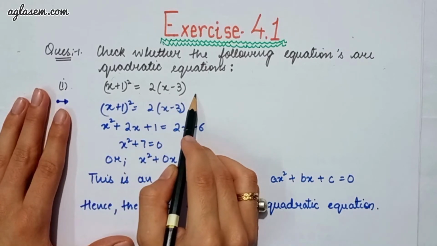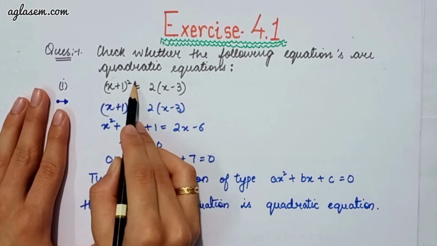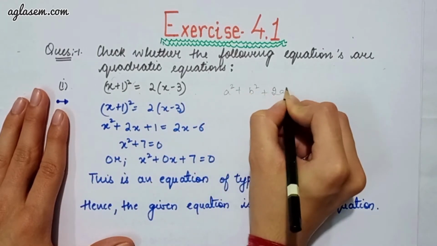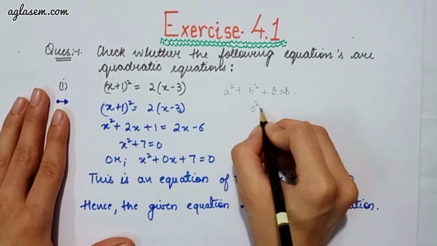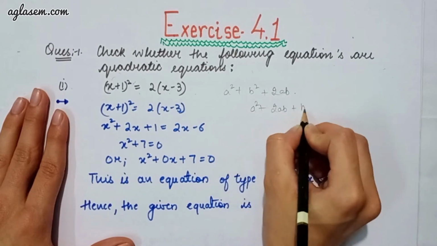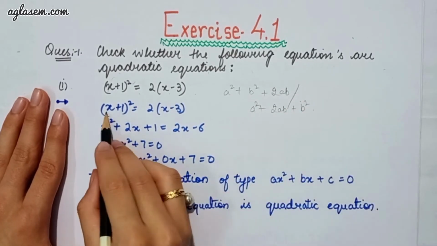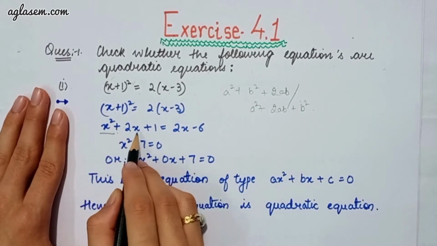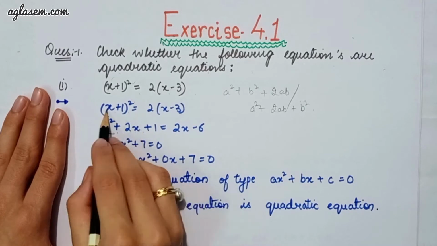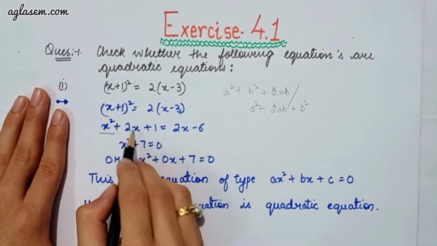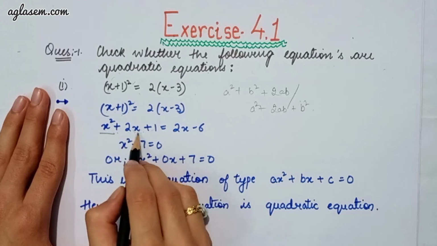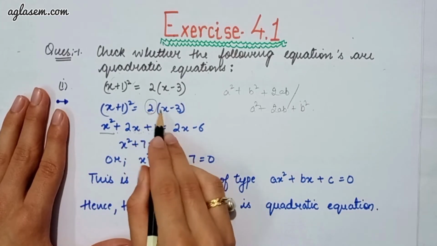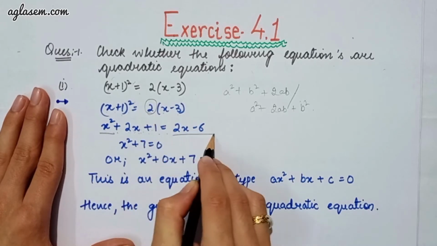So here we have to apply the formula of (a plus b) whole square, that is a square plus b square plus 2ab, or we can write it as a square plus 2ab plus b square. So (a plus b) whole square, that is a as x, so x square, plus 2 into a into b, where a is x and b is 1. So 2 into 1, that is 2x, plus 1 is equal to, here we have to multiply this 2 with x and this 2 with minus 3. So it will give you 2x minus 6.